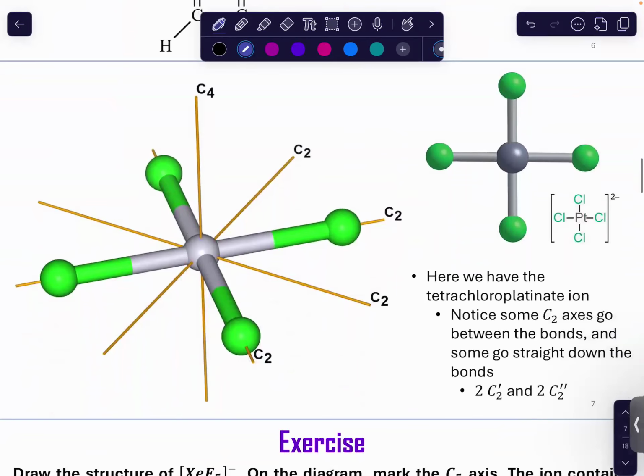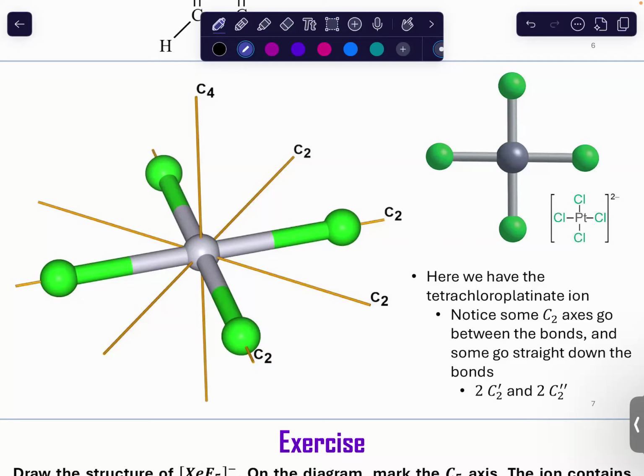So that was an organic molecule. Let's look at an inorganic molecule. This is the tetrachloroplatinate ion. A lot of fun. Now you notice here the principal axis is of course the C4, and then we have these multiple C2s.